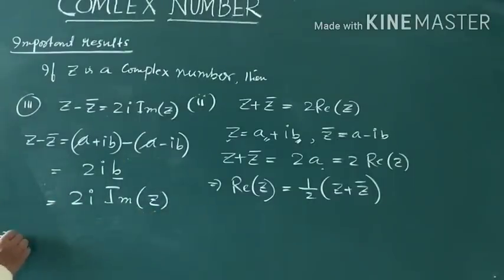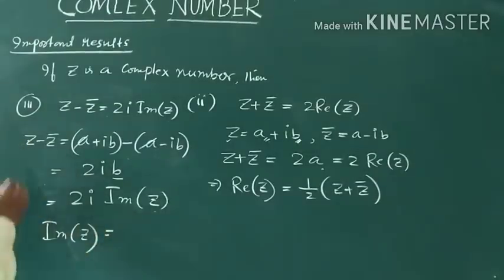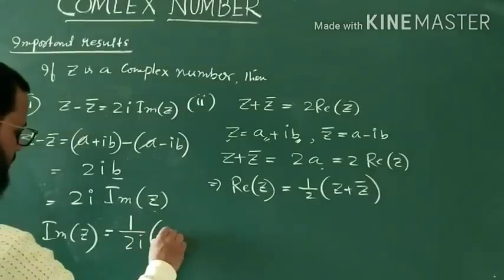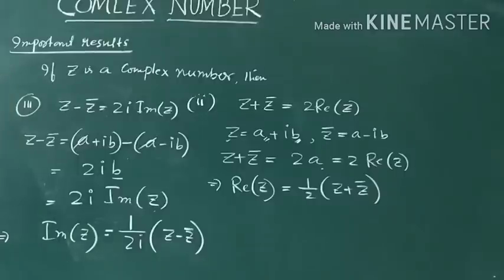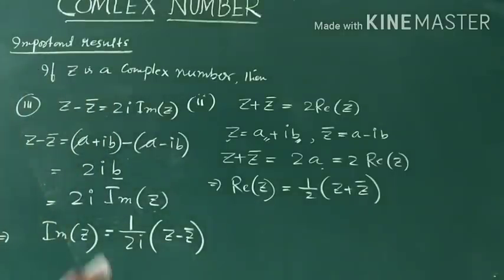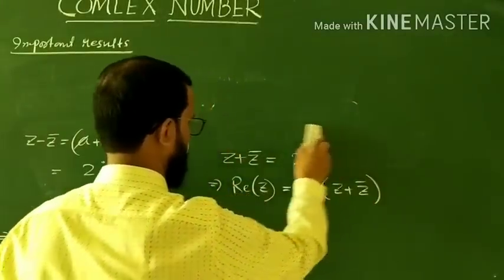From here you can develop imaginary z: twice i comes to the other side, so imaginary z equals 1 by twice i into z minus z bar. So from these two results, imaginary z is equal to 1 by twice i into z minus z bar, and real z is equal to half into z plus z bar. These are the two important results. From these two results, we are going to analyze and get very important points.